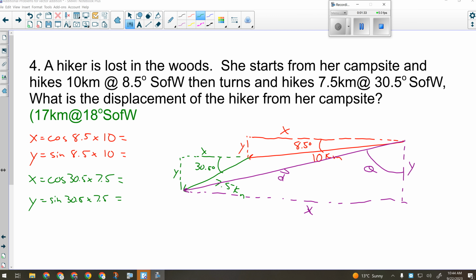All right, so our next step here is we got to find all the x's and y's. If I want to find red x, it's the adjacent side, red y is the opposite side, and on the green triangle, same thing. X is adjacent, y is opposite, so those are our calculations. Okay, and I forgot to start the calculator.